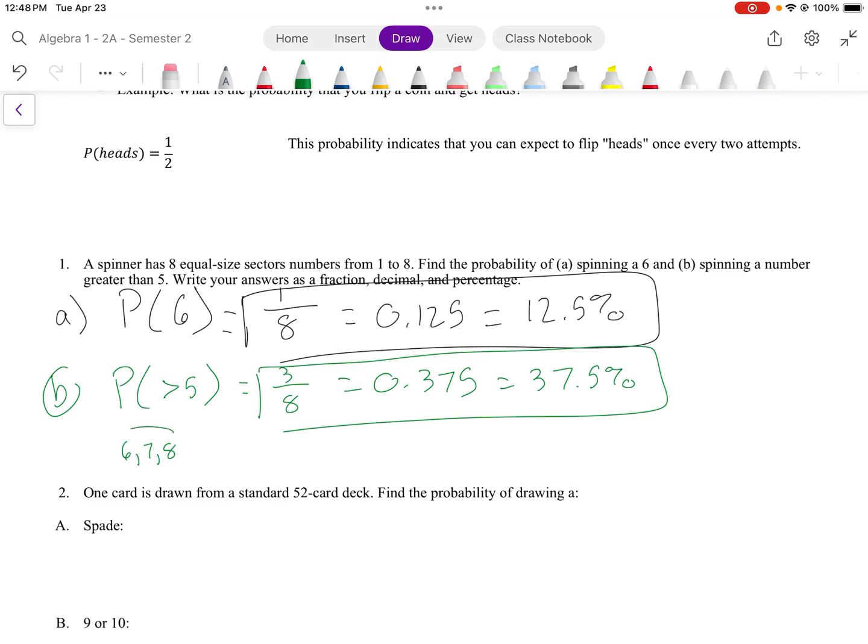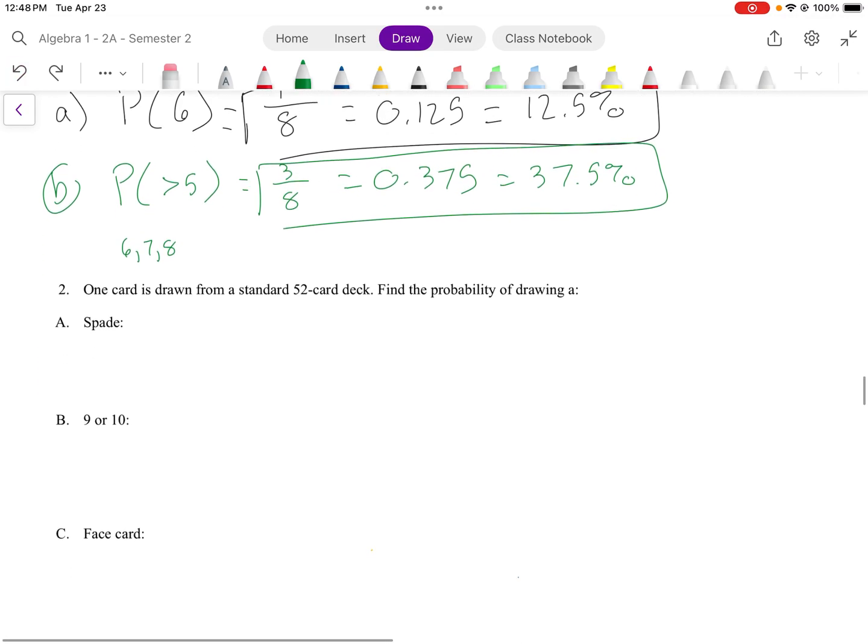So logically speaking, it makes sense that you're going to have a higher probability of getting one of these 3 numbers as opposed to just that one number. You're giving yourself more opportunities to win. You are increasing your probability of winning.